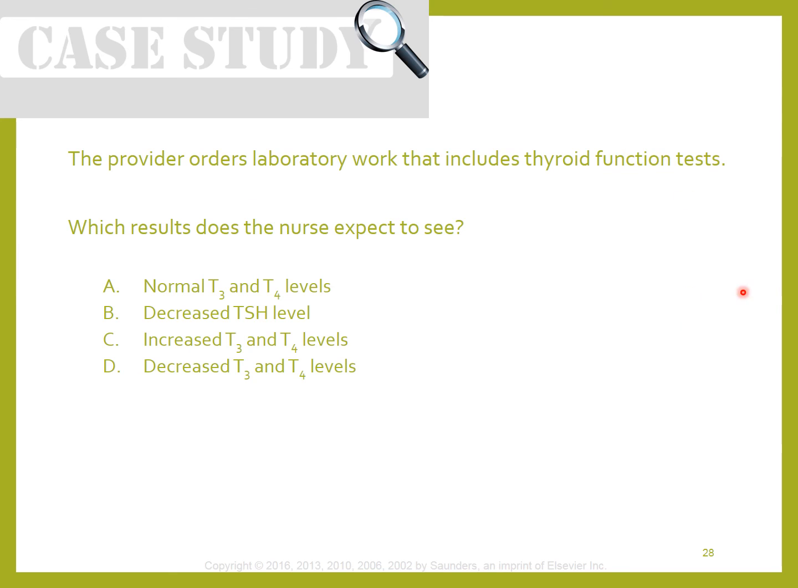I'm going to let you read the question. Please pause because I'm about to reveal the answer. Alright, so the result the nurse expects to see is decreased T3 and T4 levels. What's going on here is that she's got hypothyroidism. We are actually not going to see normal. We're going to see an increased TSH. This right here is hyperthyroidism, and we are going to see this in hypothyroidism. And once again, you're going to have an increased TSH.